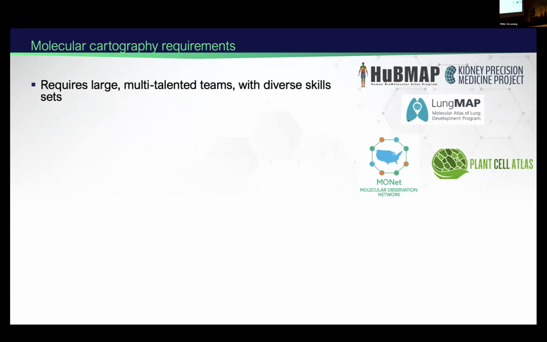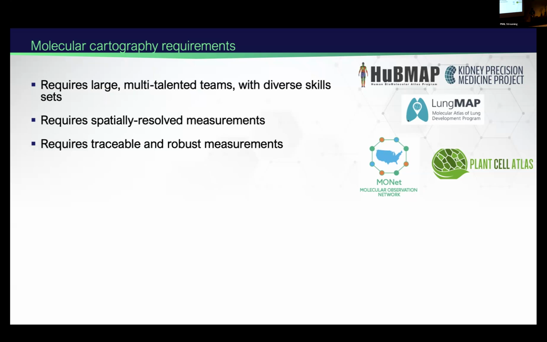But to do this, I think what I've learned so far, being in all these consortia, is that doing this requires really large multi-talented teams with diverse skill sets. It obviously requires spatially resolved measurements, imaging being one of those. It requires traceable and robust measurements. So this goes back to having standards, having standard data, making sure we understand what we're seeing.